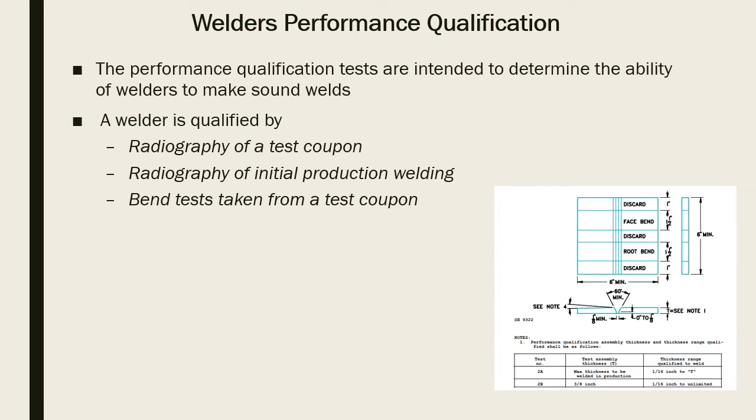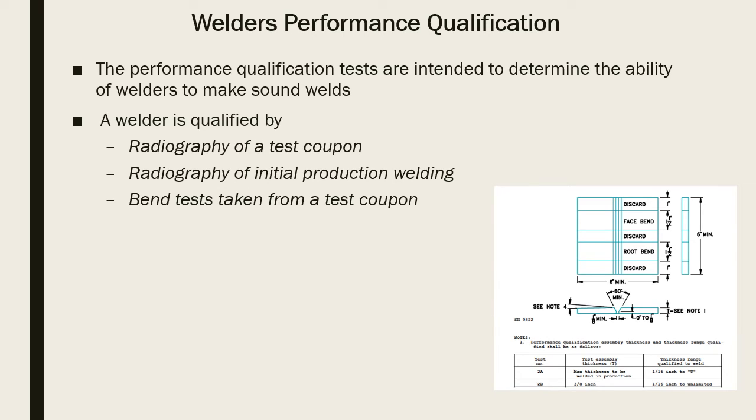Welder performance qualification. The performance qualification tests are intended to determine the ability of welders to make sound welds. A welder is qualified by radiography of a test coupon. A lot of times they'll just shoot it. You make the weld and then they're going to shoot it with x-rays, look at the film, yep, he's good to go.